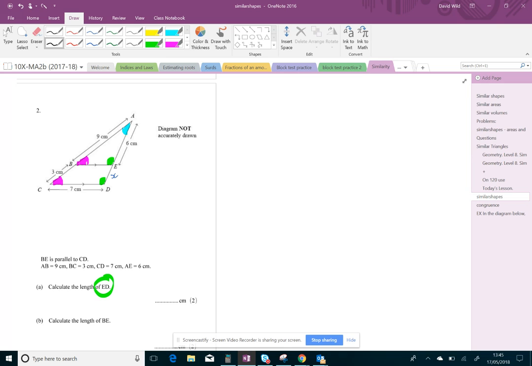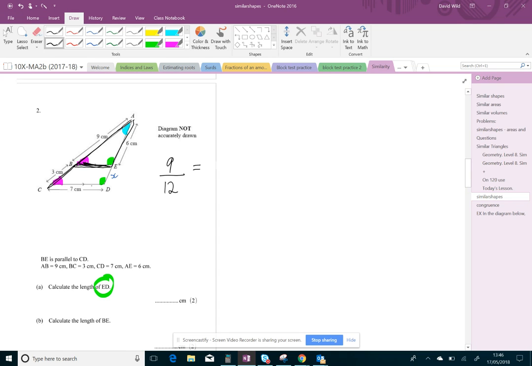So how do we calculate ED? ED I've called X on this diagram. Now, we should try and get corresponding sides of the small triangle and the big triangle. So the small triangle is this one, and the ratio of corresponding lengths from blue to pink is 9 divided by, now the large one is this whole length down here, that's 9 plus 3, which is 12. So 9/12 is equal to, and then we can do the equivalent ones here for BE.